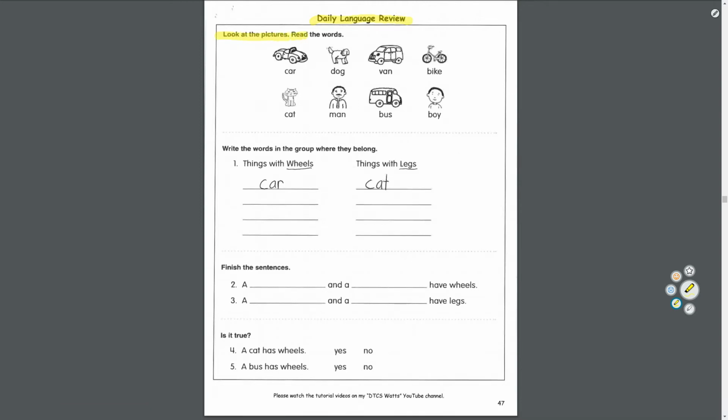Daily language review. Look at the pictures, read the words. And we're going to use these words to help us with the rest of the page. So we have car, dog, van, bike, cat, meow, man, bus, and boy. Write the words in the group where they belong. There's 2 groups. Things with wheels and things with legs.